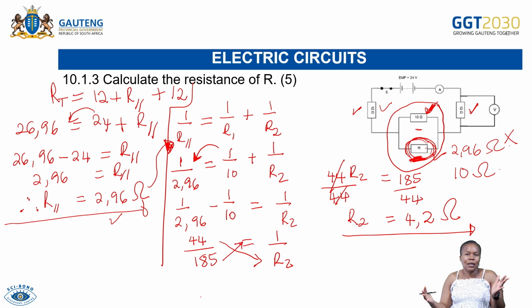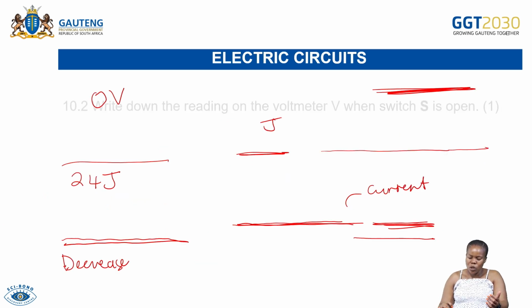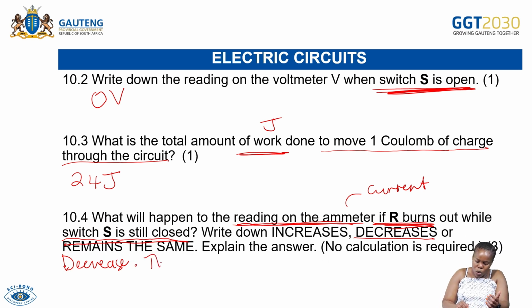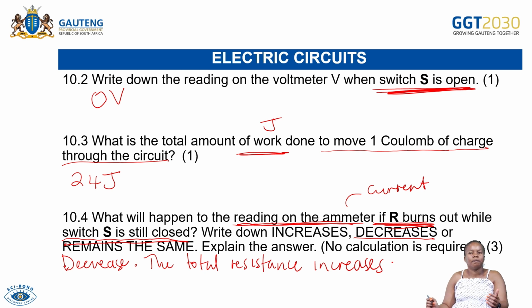So now there's an increase in the resistance of the entire circuit. Hence the reading on this ammeter is going to decrease. Why? Because there's been an increase in the resistance. The current is now unable to flow nicely. There's too much resistance in the circuit, so the current that is going to be read is going to be less. That is why we're saying it will decrease, because now the total resistance increases.